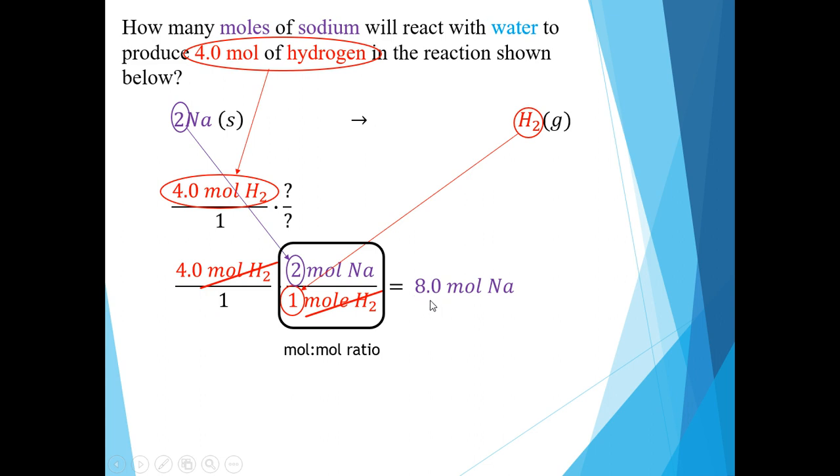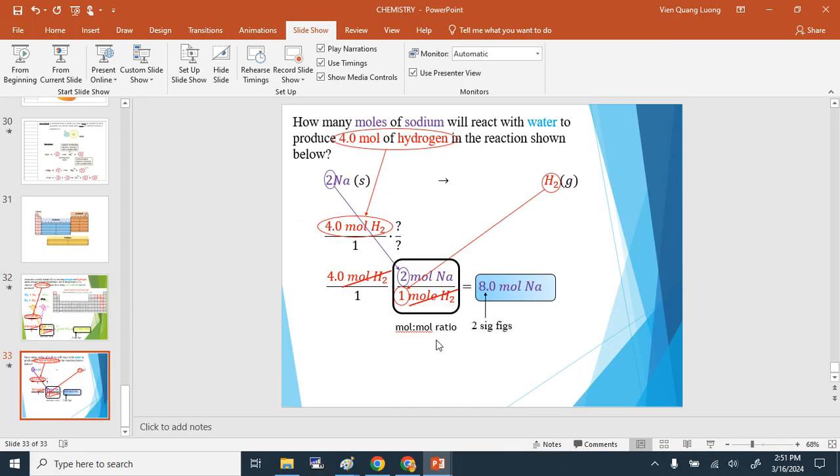But in this case, the answer is 8.0 moles of Na because in the original question, it gives you 4.0 mole of hydrogen, which is 2 sig figs. 4.0 is 2 sig figs. So pay attention to sig figs. Make sure your final outcome is rounded properly, and that it has the right sig figs. In this case, it'll be 8.0 moles of Na, not just 8. Okay. Other than that, those are pretty straightforward mole to mole ratio problems. All right.